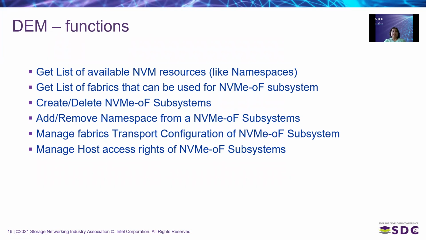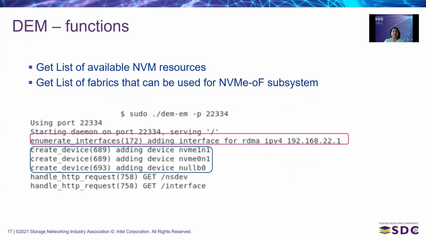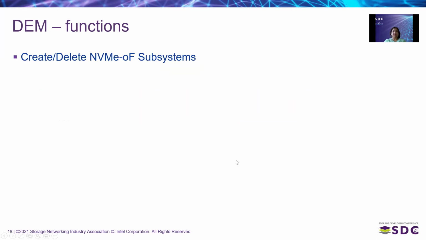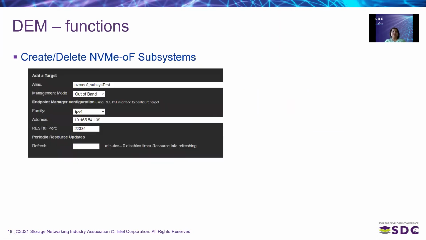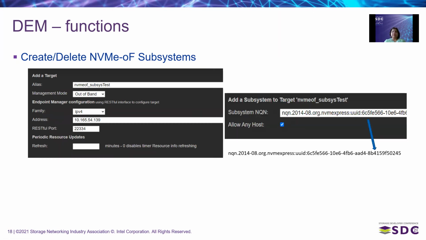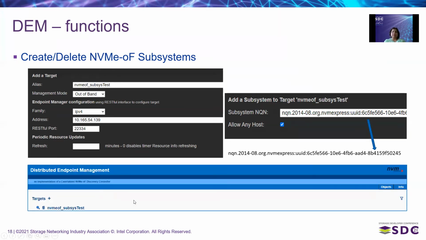So we will quickly see some snapshot of all of these functions. And we have already seen all of these in our demo as well. So this shows how the DEM endpoint lists the resources that it has, like the fabric transport details and the subsystems and namespaces that it has. And for creating an NVMe fabric subsystem, we specify on which endpoint we want to create the subsystem. We mention the NQN, and we see the subsystem is created.